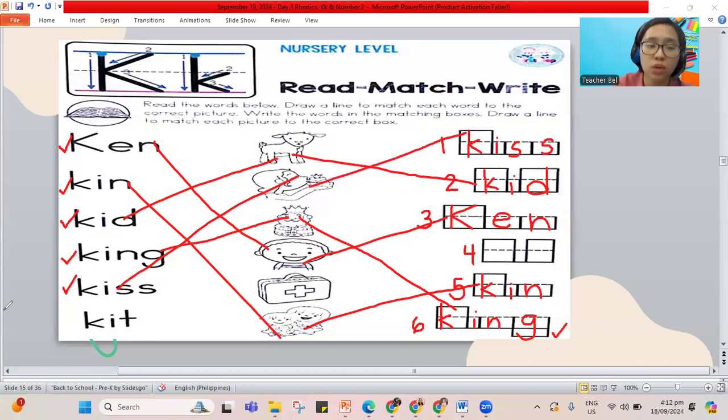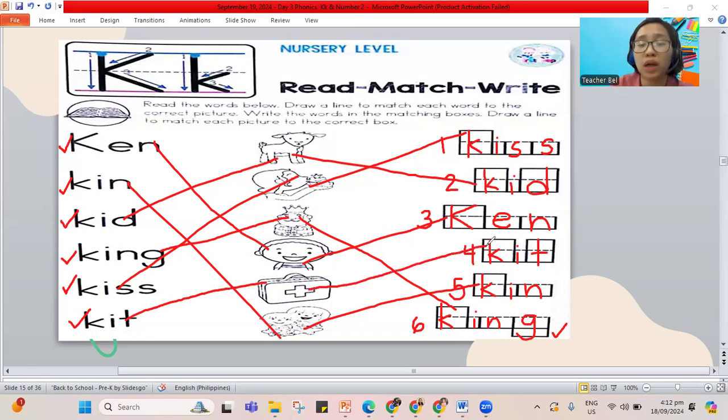Now, the last one, K-I-T. It is the word kip or kit. It is kit. Make a line for kit. And where does kit go? In what box? K, I, and the letter T, that is kit. And let's make a line for our box, kit.